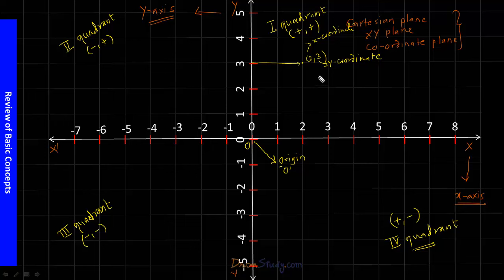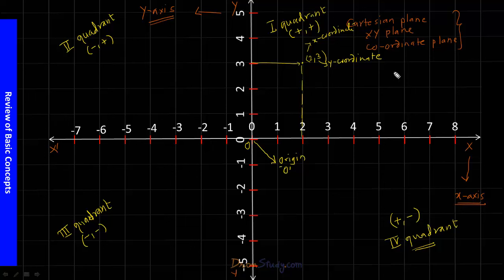So what is this y coordinate? It is the distance of this point from the x-axis. This distance is 3. So this distance will be 3. So the x coordinate is nothing but the distance of a point from the y-axis, and the y coordinate is nothing but the distance of that point from the x-axis.